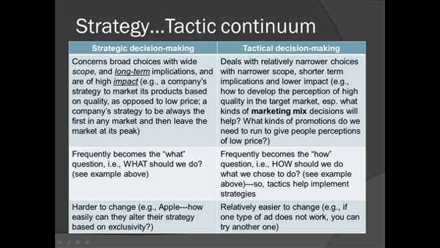Concerns broad choices with wide scope and long-term implications, and are of high impact. So strategic choices or strategic decisions have these three properties. They have wide scope, long-term implications, and have high impact. So what do I mean by scope here? Scope means the number of entities, the number of objects, people, etc. that the decision affects. So if your decision affects a lot of people, a lot of products in your portfolio, a lot of partners, etc., it's rather strategic in nature.